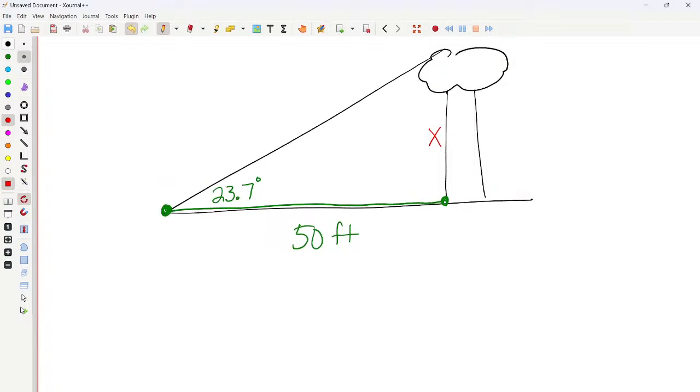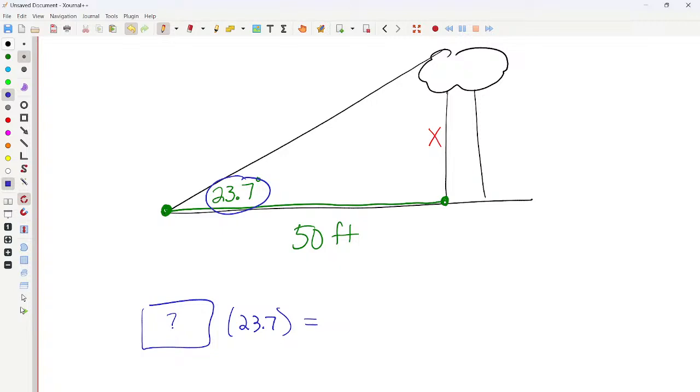Do I have an acute angle? Yeah. So I'm craving, and don't write this, just watch, either sine, cosine, or tangent of 23.7. Now, the one I'm going to put there depends on what the question is.